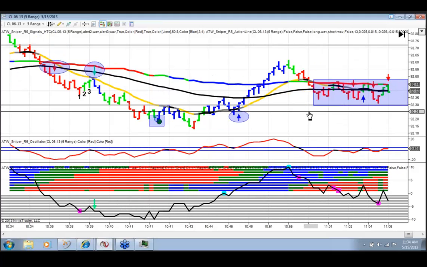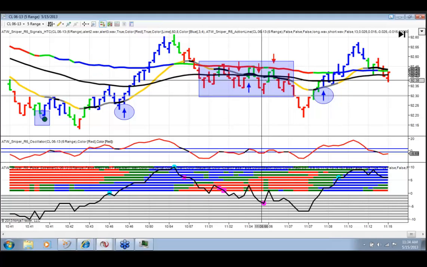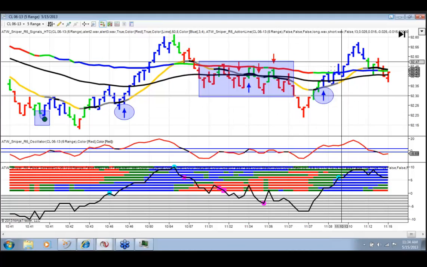Lots of consolidation and chop in here. We're not going to be interested in signals that are firing back and forth, back and forth. Okay, cleans up a little bit, long.